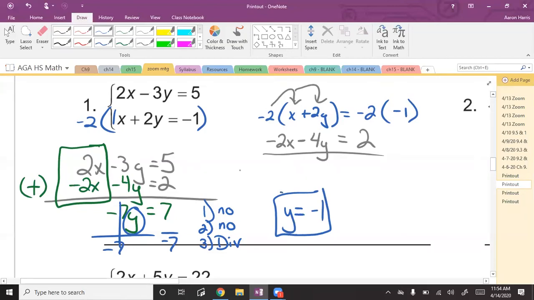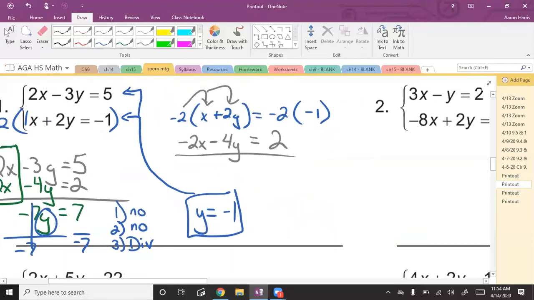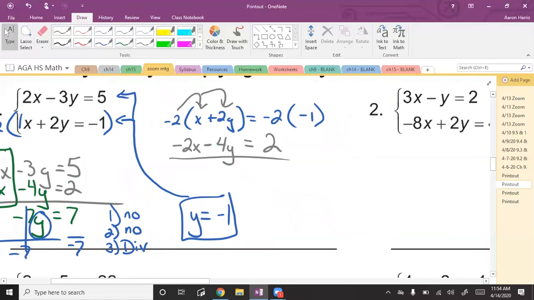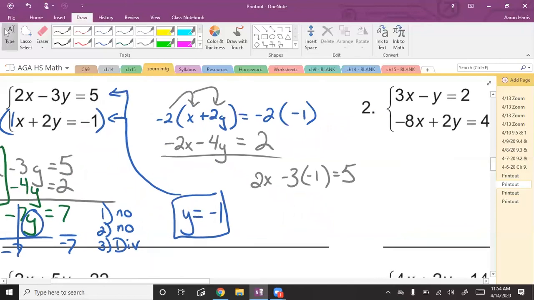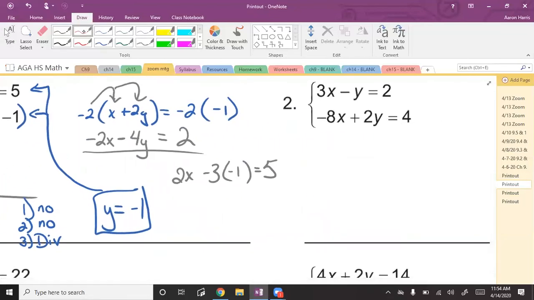Substitute. Yay. Oh, I got it right. Okay. Does it matter which equation I put it back into? No. So which one do you want? The top. All right, so 2x minus 3, what? -1. There you go. Equals what? 5. Now what do we do?